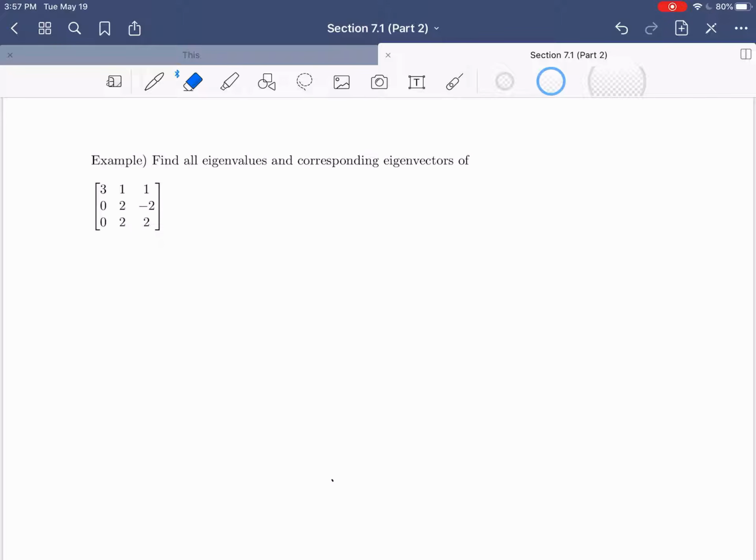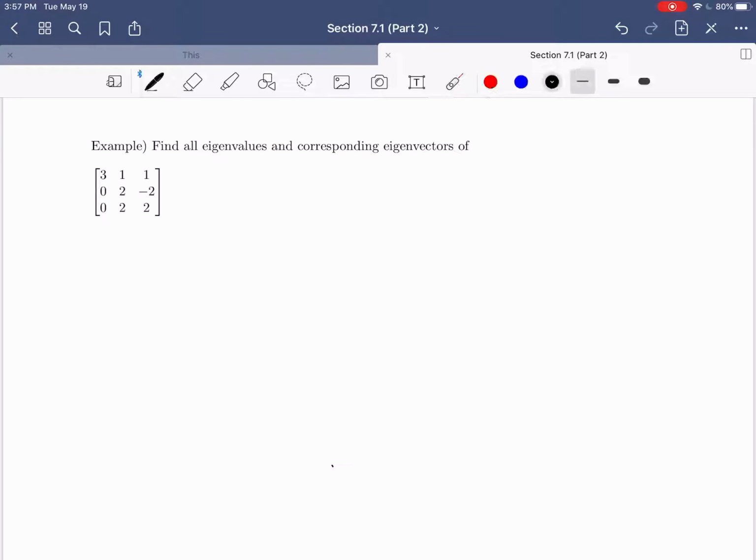We'll also see an example of what to do when we get complex eigenvalues, even though we actually have a matrix of real coefficients. So let's jump in and take a look at these computational examples. In this first one, we've got this 3x3 matrix here: 3, 1, 1, 0, 2, negative 2, 0, 2, 2. We'd like to find the eigenvalues and their corresponding eigenvectors.